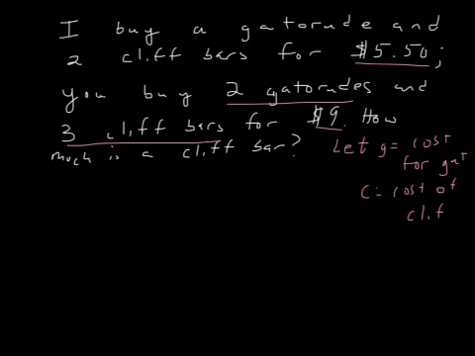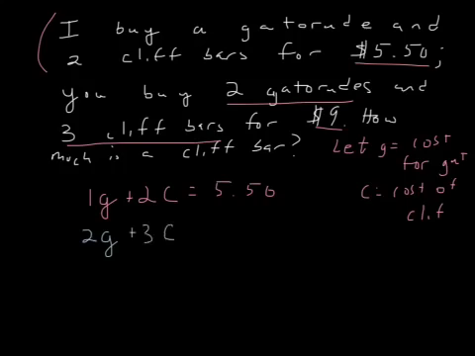So we know that from the first scenario, I buy 1 Gatorade for a cost of G dollars, plus 2 Cliff Bars for a cost of C dollars, and it equals $5.50. And in my second scenario, I buy 2 Gatorades for the cost of G dollars, and I buy 3 Cliff Bars for the cost of C, and that equals 9.